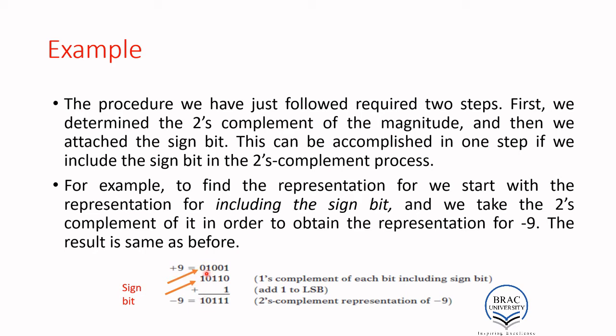For 9 we usually write 1001, but if you include the sign bit 0, it becomes 01001. Take the complement of this, it becomes 10110. Add 1, so it becomes 10111. So this is basically minus 9, right? So this is just a single step. We can get the 2's complement of minus 9.